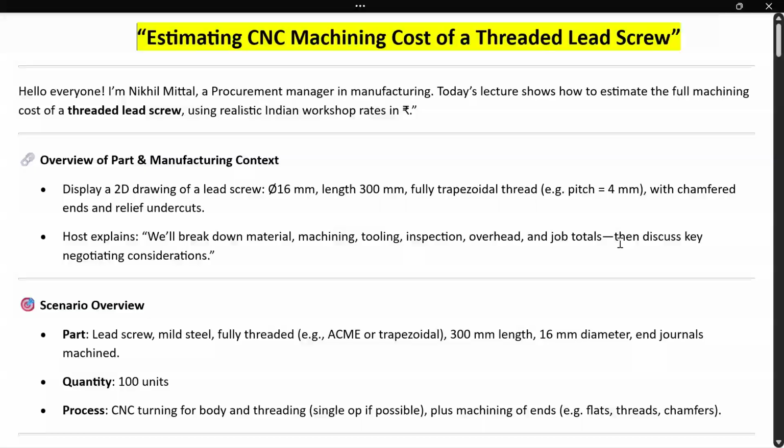Today we will discuss estimating the CNC machining cost for a threaded lead screw.